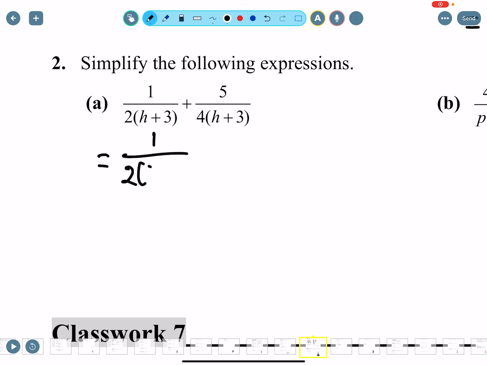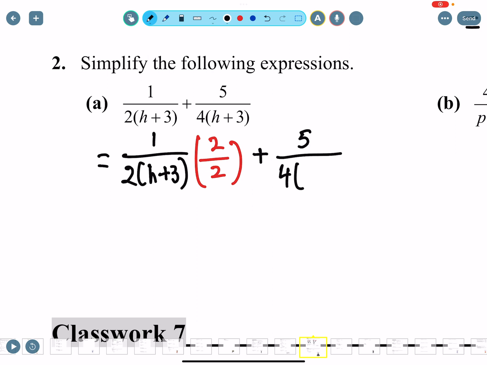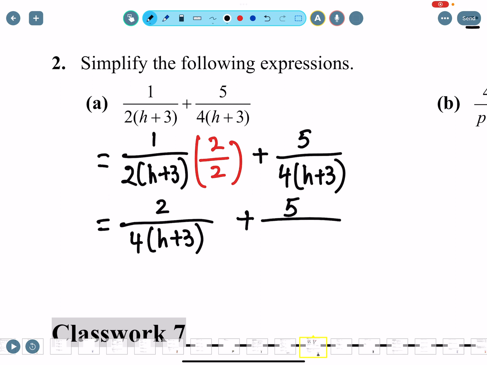1 over 2 times (h plus 3). I'm going to multiply an extra 2 on the left one. And the right side, I'm not going to change. It's just going to be the same thing. 4 times (h plus 3). Now the left side, 1 times 2 is 2. 2 times 2 is 4. Bracket h plus 3, plus 5, divided by 4 times (h plus 3).